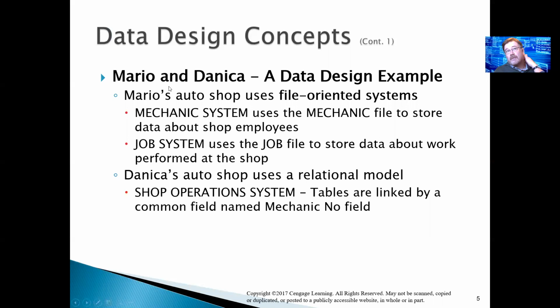They're going to give sort of an example here of Mario and Danica. So Mario's auto shop uses a file-oriented system. And so the mechanic system uses the mechanic file to store data about the shop employees, and the job system uses the job file to store data about work performed in the shop. Now, in this case, Danica's auto shop is different because it uses a relational model, and he uses his shop operation system. The tables are linked by a common field, the mechanic number field.